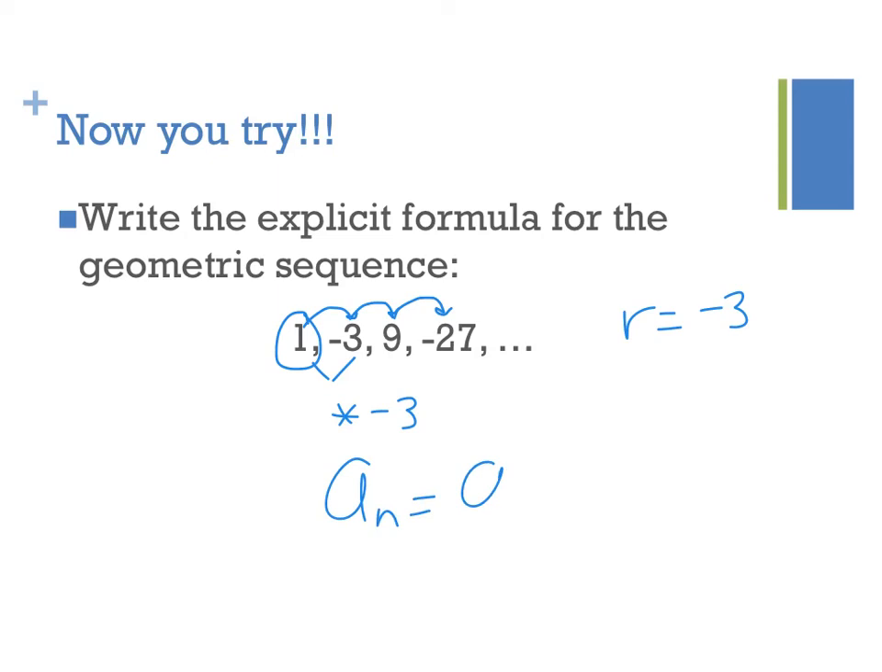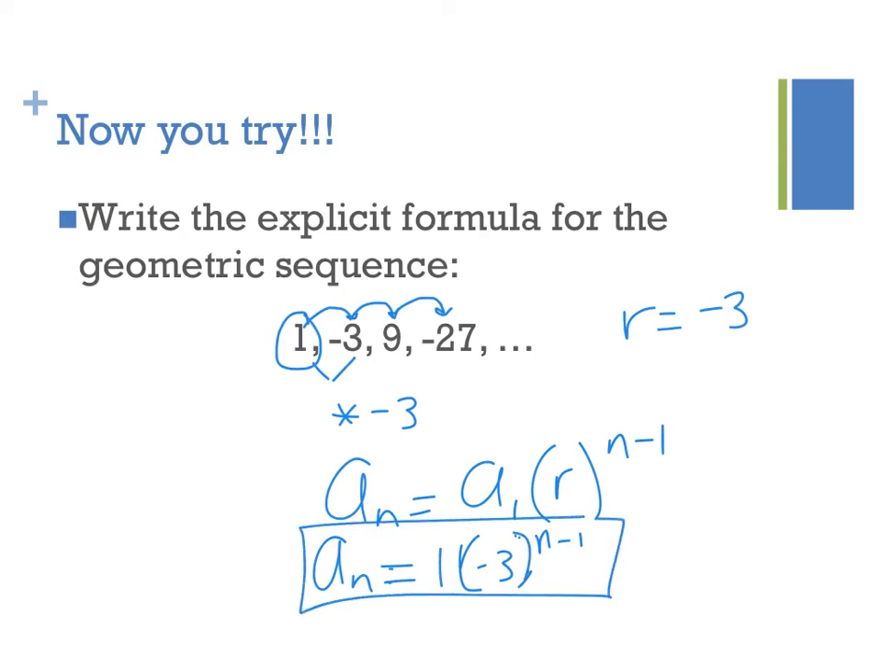I always get in the habit of writing out the formula first and then subbing in what I know. So it'd be 1, and then in parentheses, -3 to the n minus 1 power. And that would be our formula.